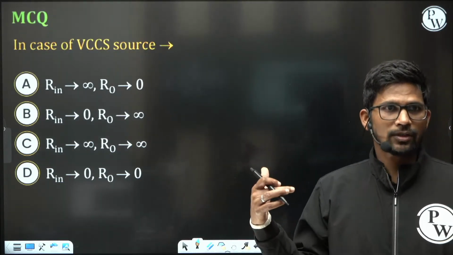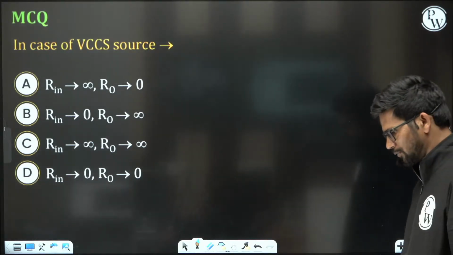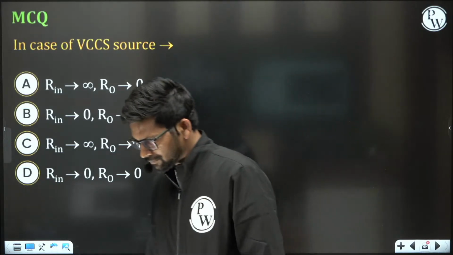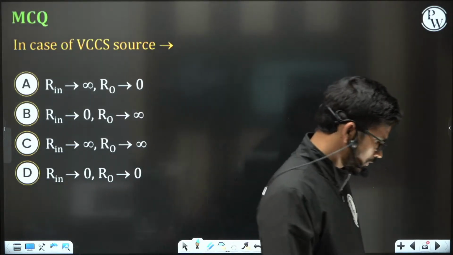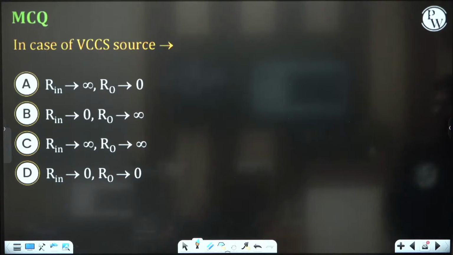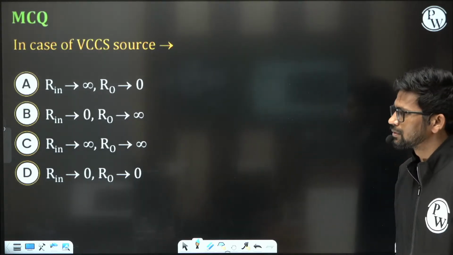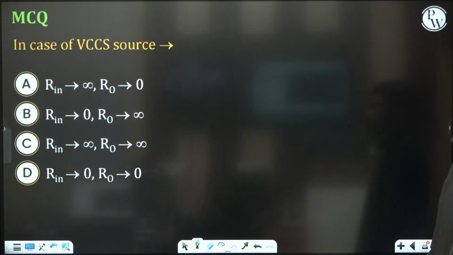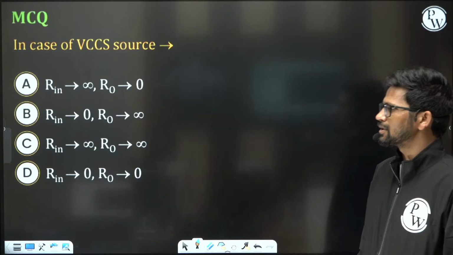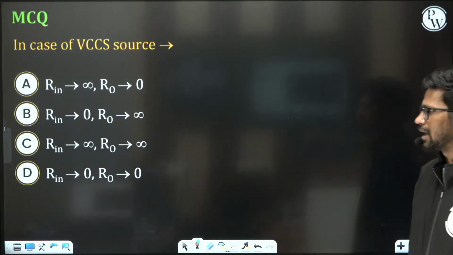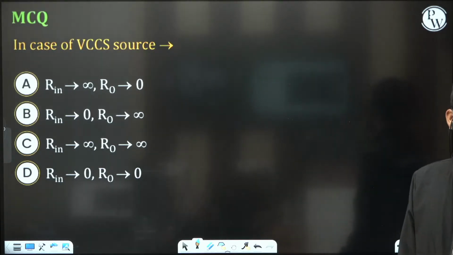Try to find the answer of this question. In case of a voltage controlled current source, Rin is the input resistance, Ro is the output resistance. A: Rin is infinity, Ro is 0. B: Rin is 0, Ro is infinity. C: Rin is infinity, Ro is infinity. D: Rin is 0, Ro is 0.